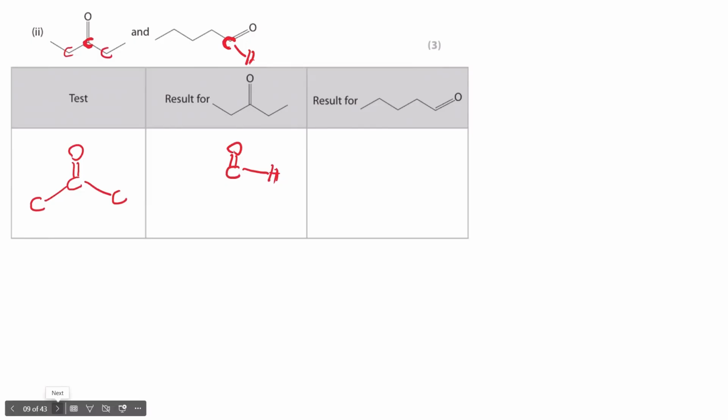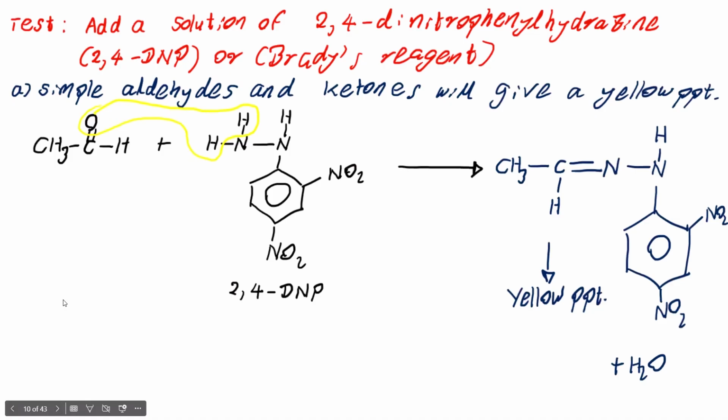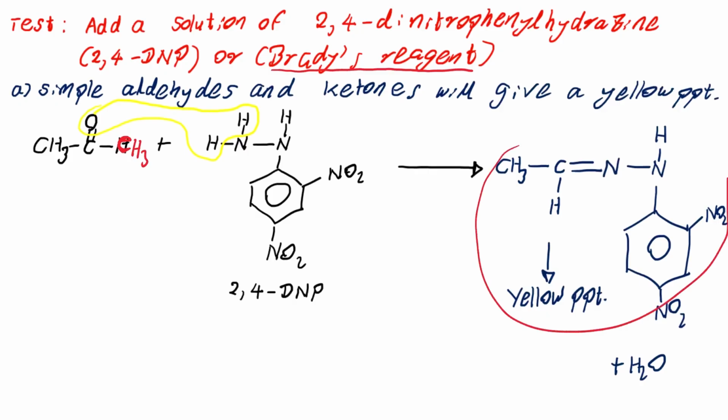Let's see how we can distinguish them. These aldehydes and ketones have a special property you can use to distinguish them. Before that, we should know whether they are aldehydes and ketones. How do you know? It doesn't matter whether it's an aldehyde or ketone. When you add 2,4-DNP, or we call it Brady's reagent, the aldehyde reacts with this 2,4-DNP. 2,4-DNP means 2,4-dinitrophenylhydrazine. It will react with this aldehyde or ketone and give you a yellow precipitate.